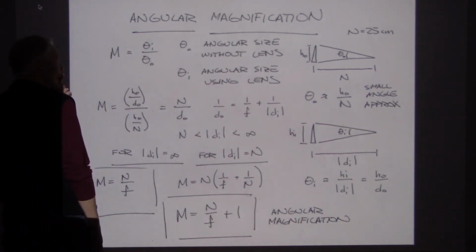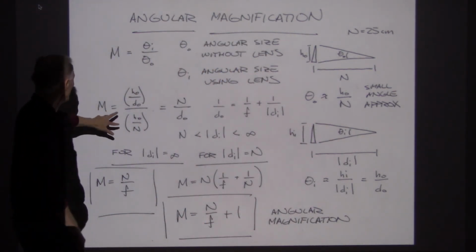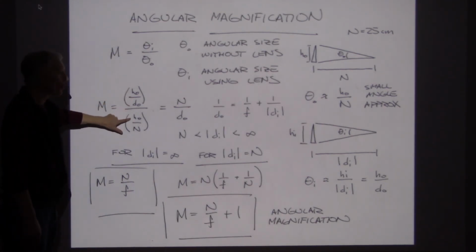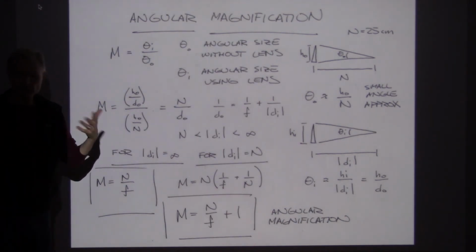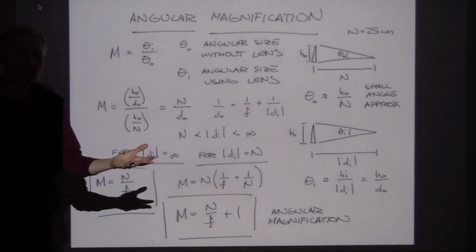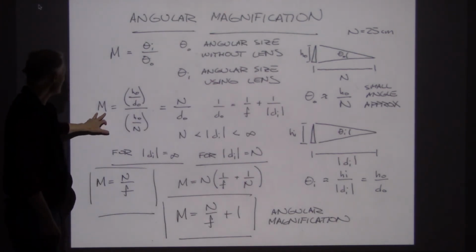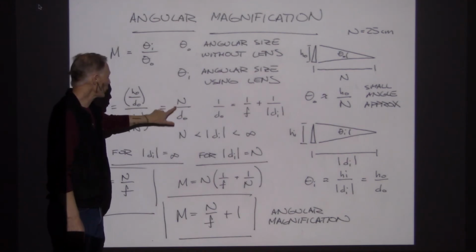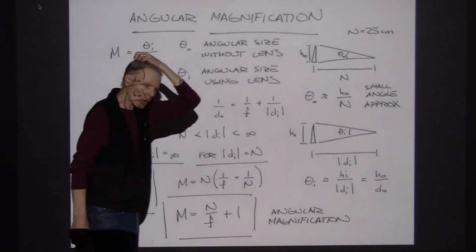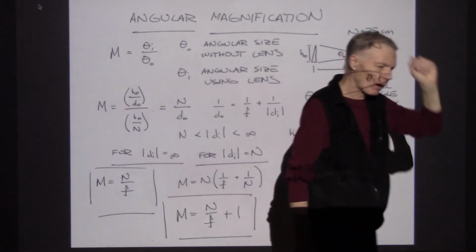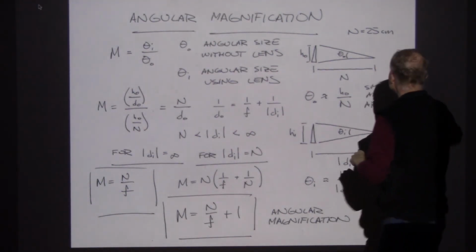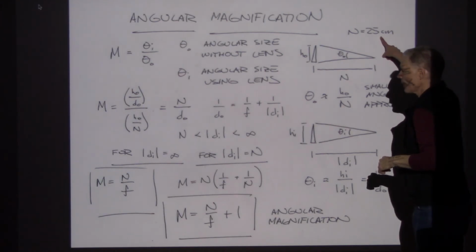That's going to go in my denominator. I'm just following the rules I set up. Now look, the HOs cancel, and then I have to take denominators of denominators, which flips over the values. That says my angular magnification is going to be N over DO. So it's going to depend on 25 centimeters. Let's say this person has normal vision and that their near point is 25 centimeters.